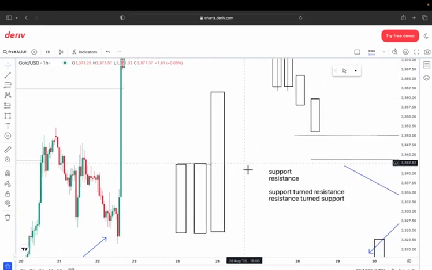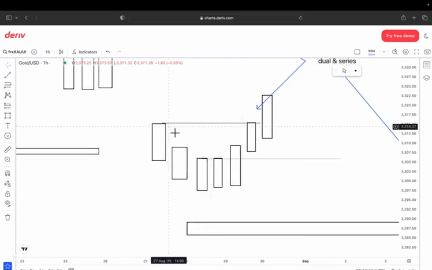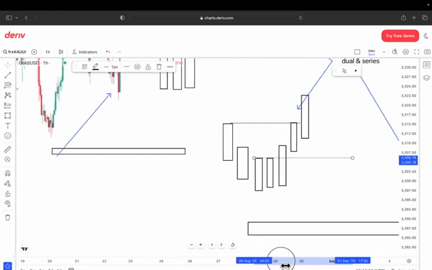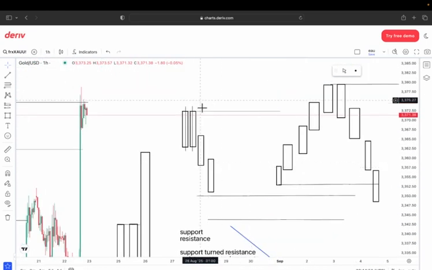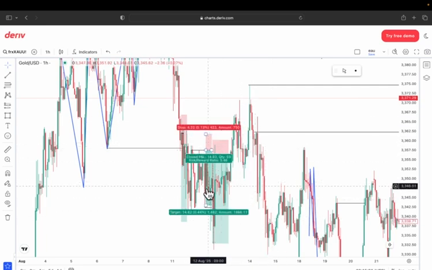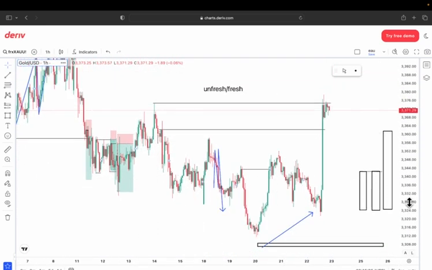Okay, so I've given the example of this guy here is a resistance that turns support. This one is a resistance. This one here is a resistance that turns support in the series. This one is a normal resistance. It did not turn to support or whatever. It has to be in line. You see all the trades I took, they are in line with the structure. After they got taken out, you did not see me rushing to take any trade. I did not take any one.